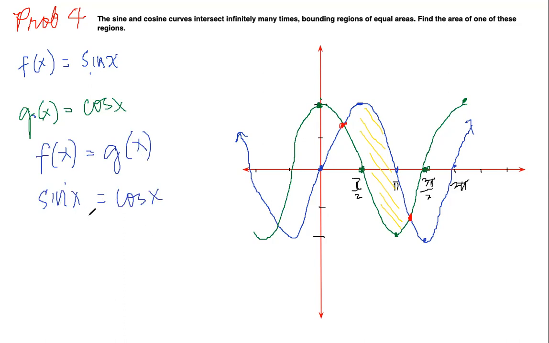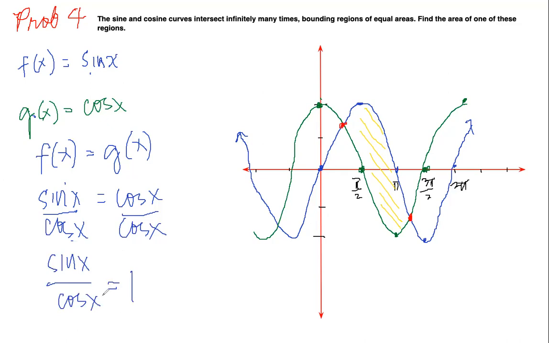So what would be the value or values of x such that sine x and cosine x are equal? In this case, we could use the unit circle, or we could sketch the graph of sine x and cosine x to solve the problem. Or we can also divide both sides by cosine x. So this becomes sine x over cosine x is equal to 1.